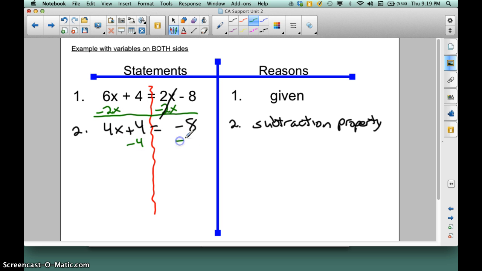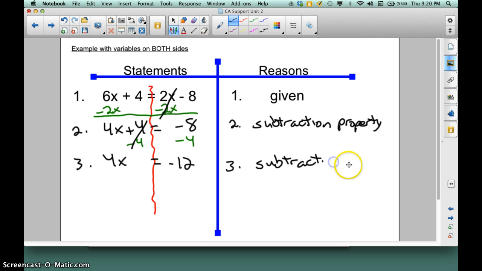Minus 4 to both sides. We get 4x. Those go away. Equals. And here you get negative 12. Be careful. Use your calculator. So again, what did you do to get to line 3? The work in between, what I have in green, was subtraction. And so you can see that you might use a property more than once in an equation.